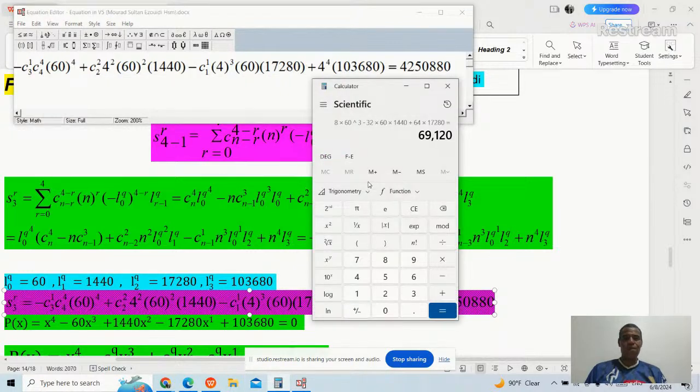I will give you time to think, to calculate with your mathematics teacher, Mourad Sultan Ezouidi, the pioneer in math. We told that it is negative 3 times 4 choose 4 is 1, it means negative 3. I'll just write negative 3.